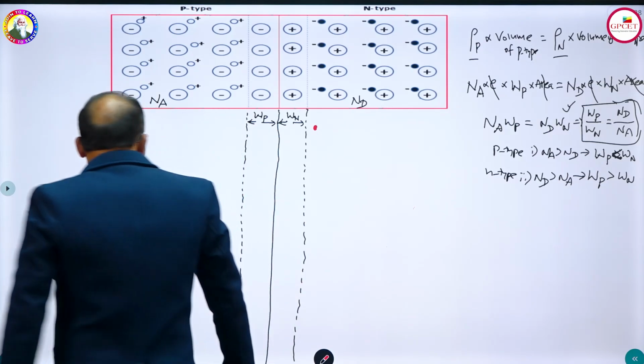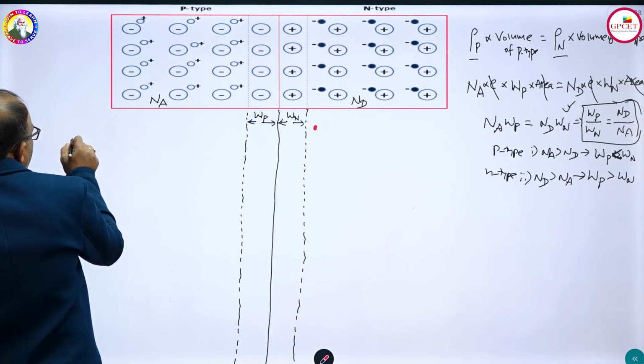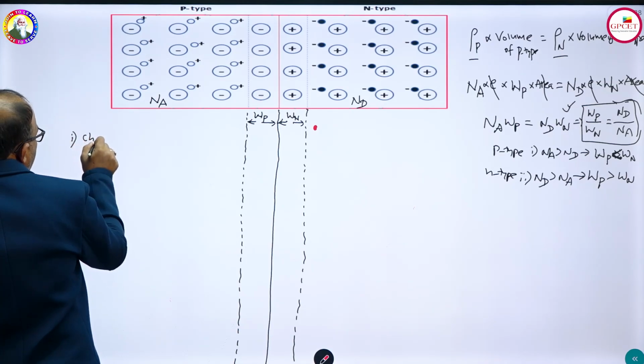Next, coming to the important points here. The first point is called charge density.